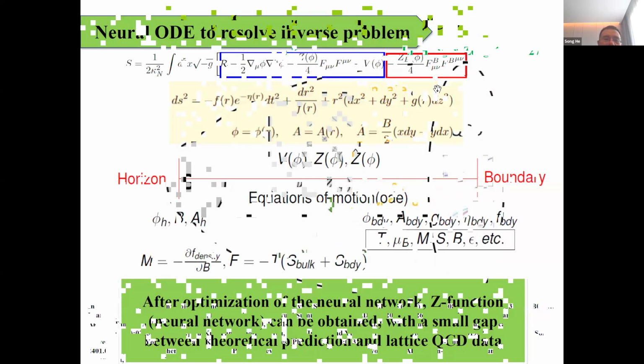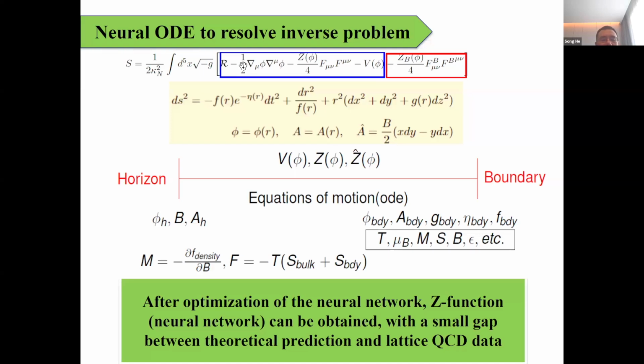But the essential point is that we start from this model. Here you can arbitrarily introduce some coupling. This is a so-called magnetic coupling, with a baryon number conservation constraint. You can write down the standard Einstein equation in terms of the following ansatz, and find the standard solution from the horizon to the boundary. At the horizon, you can input some parameters, and you can solve this equation of motion, which is an ordinary differential equation.